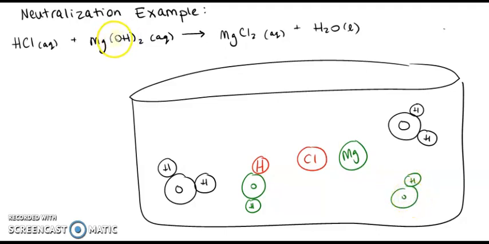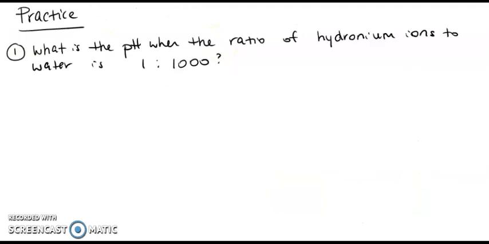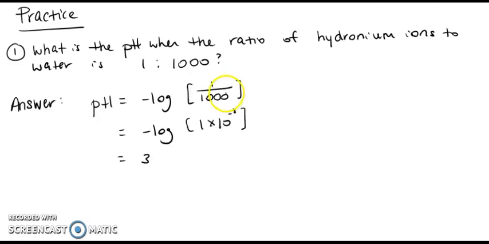And we can see that from the equation. There are 2 hydroxide ions for 1 hydrogen ion. So we need this to be doubled in order for it to be a true neutralization reaction. Let's finish up with a couple practice problems. What is the pH when the ratio of hydronium ions to water is 1 to 1,000? We put our ratio as a fraction into scientific notation, and we get a pH of 3.